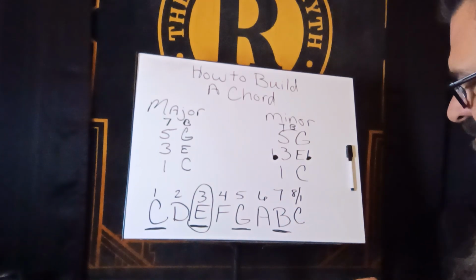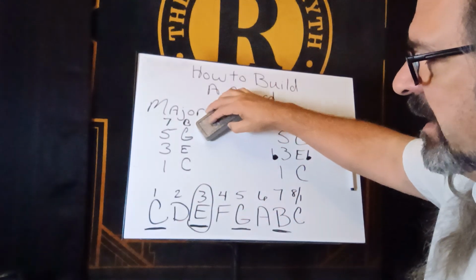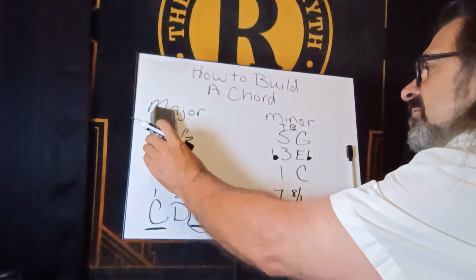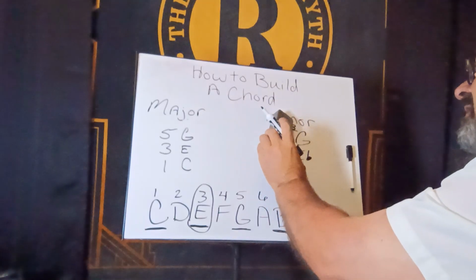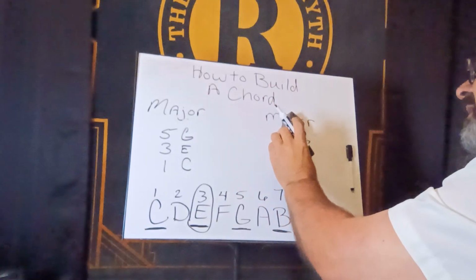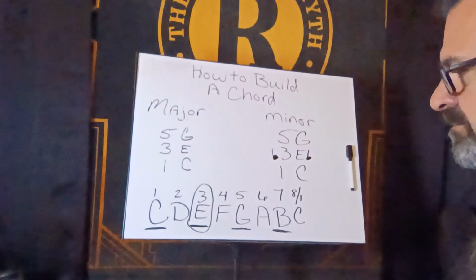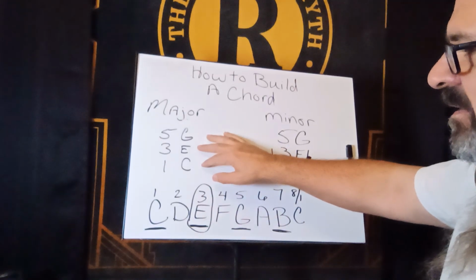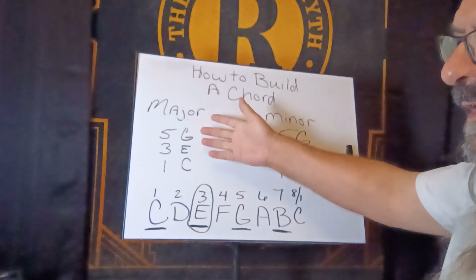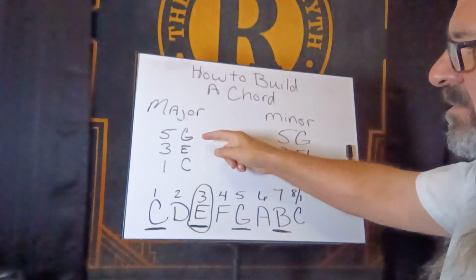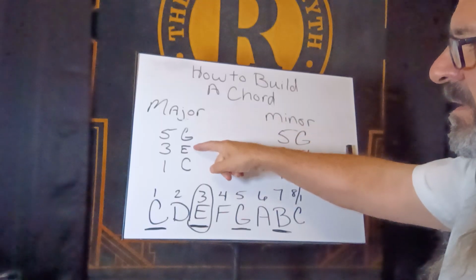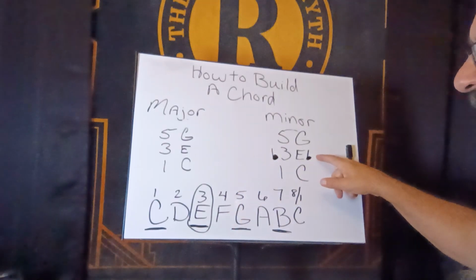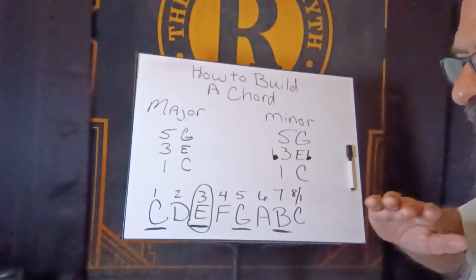Today I just wanted to talk about how a chord is built, and chords are built on thirds. So today we're just going to talk about the minor and the major. We call that the quality. So the quality of the chord is what determines what chord it is. So the third, that's a major because the third is not flatted. That's a minor because the third is flatted. It never changes.